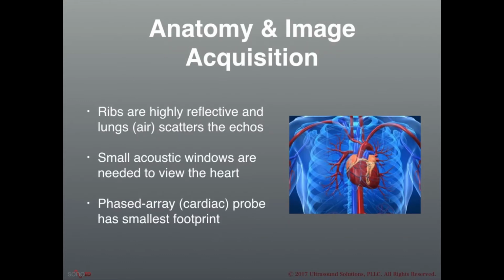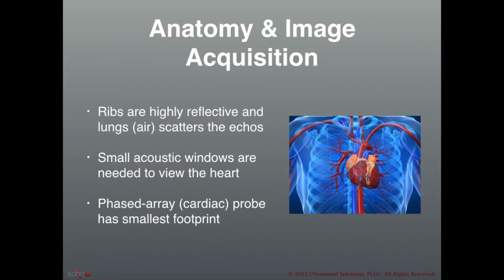Let's talk a bit about how we're going to require an ultrasound image of the heart. The heart is conveniently placed between two lungs and a lot of ribs. And we know that the enemies of ultrasound wave penetration of tissue is air and bone. Bone is going to be highly reflective of the sound waves, and air is going to scatter the sound waves. And so conveniently the heart is placed between those structures. So we're going to figure out a way to navigate that.